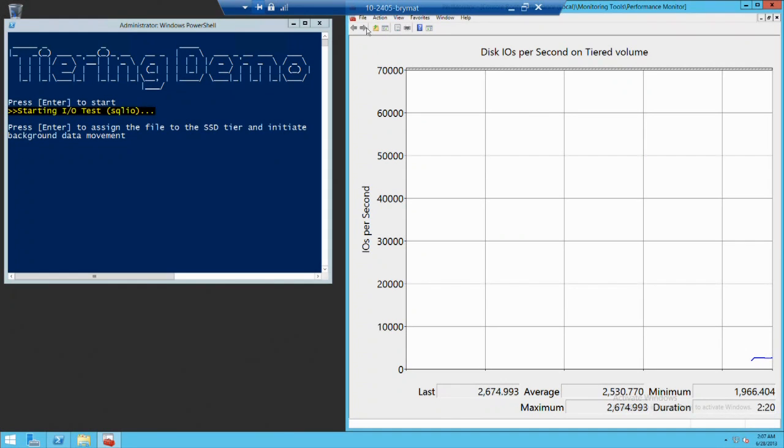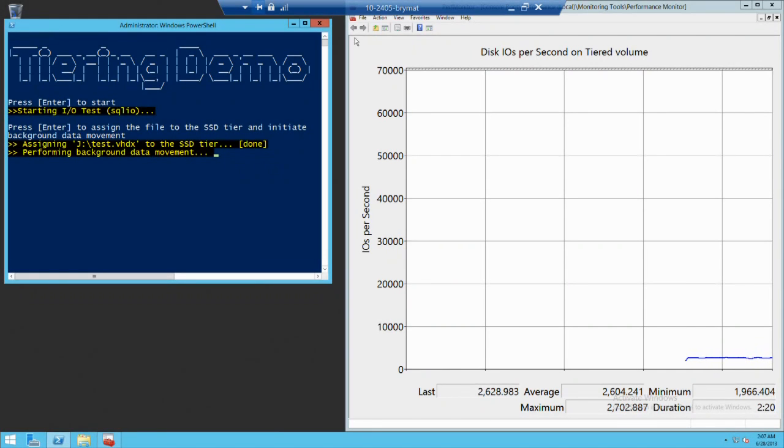So here's the I/O test going on in another perfmon window. And as I said, the file is completely located on hard disk drives. So it's delivering me about what I expect for these drives, about 2,600 IOPS. Okay? I'm now going to kick this file over to the SSD tier. I'm not going to pause the workload. I'm going to let the workload continue.